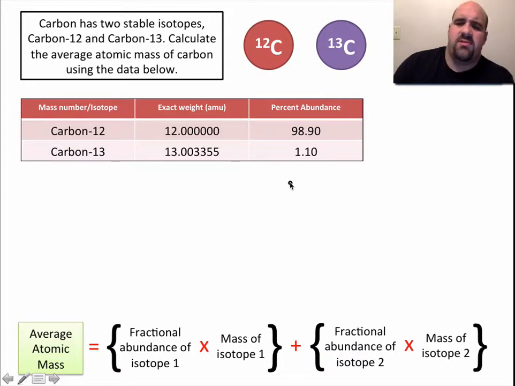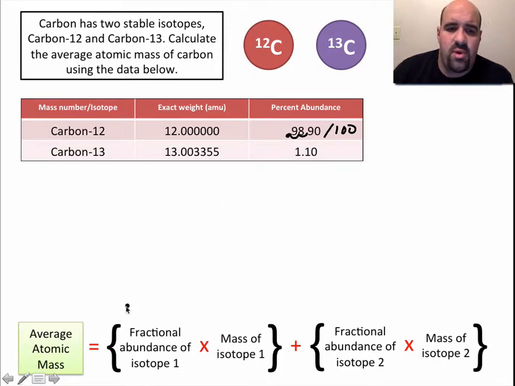So what do we have to do here to calculate this? Well, you take the fractional abundance of isotope 1. This is the percent abundance. To turn this into a fraction, you have to either divide it by 100 or realize that dividing any number by 100 simply moves the decimal over 2 places to the left.